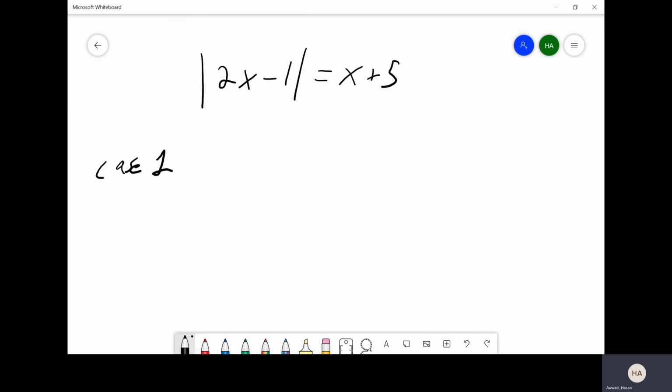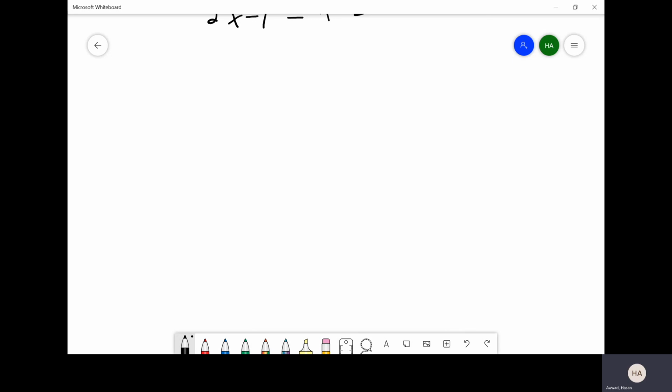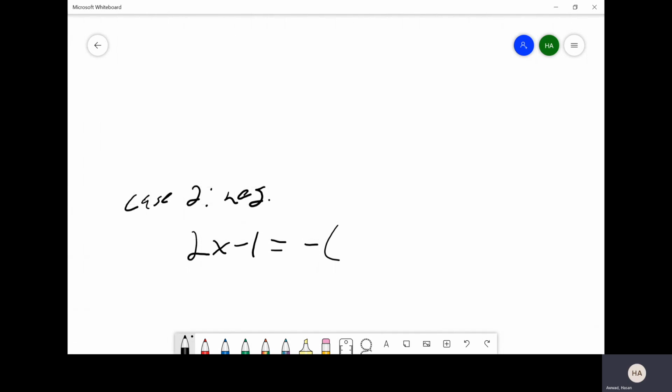So we have case 1, positive, right? And that's going to be 2x minus 1 is equal to x plus 5. Again, all we're doing is we're dropping the absolute values and we're keeping x plus 5 positive, which means we're not touching it at all. And then in our second case, going way down here, I feel like we're probably going to need a little bit of room. In case 2 being negative, we're going to have 2x minus 1. Again, we drop the absolute values, but this time we're going to negate the right side. Much like how we negated the 1 from earlier, we're now going to negate the entire expression x plus 5, so it's negative, and then in parentheses x plus 5.